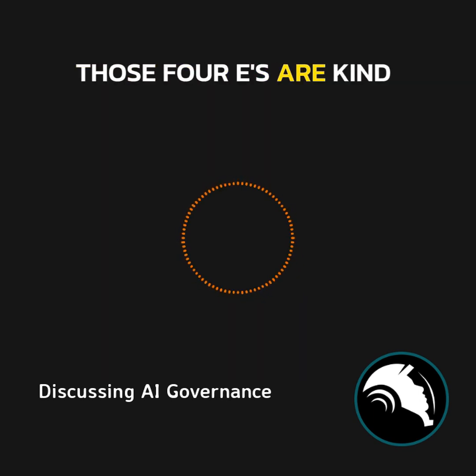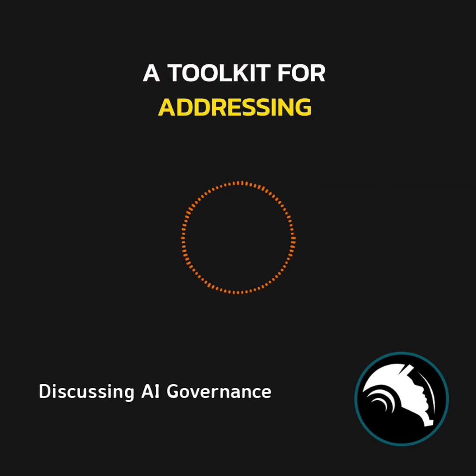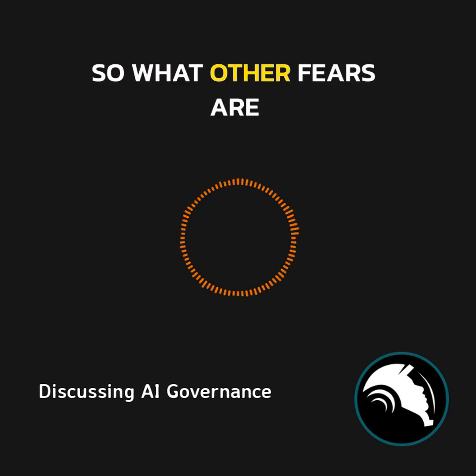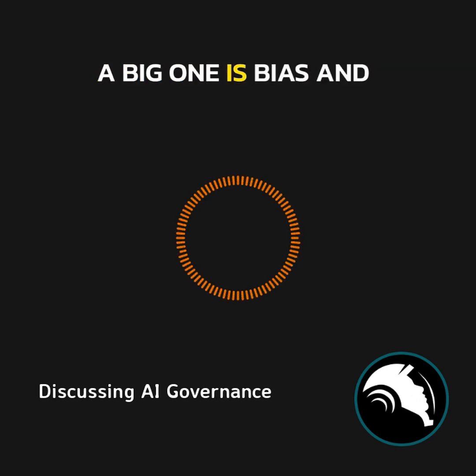Starting to see how those 4Es are kind of like a toolkit, right? A toolkit for addressing all these complicated AI issues. Exactly. It's a framework for thinking about the problem. So what other fears are on the list? Well, a big one is bias and discrimination.